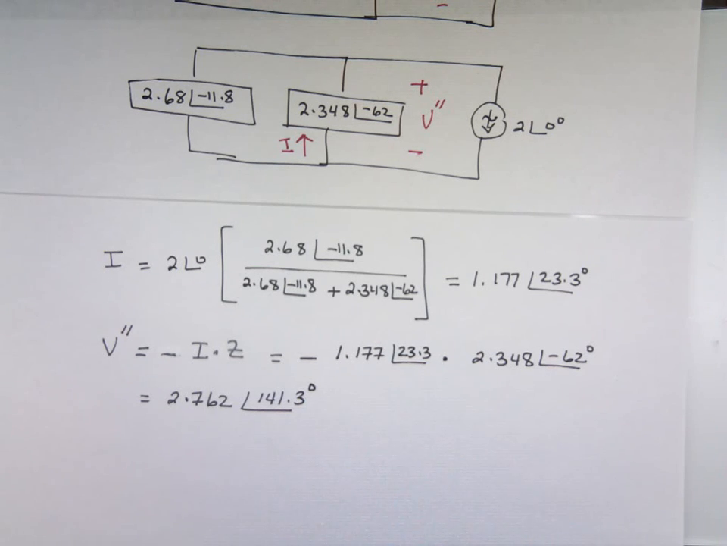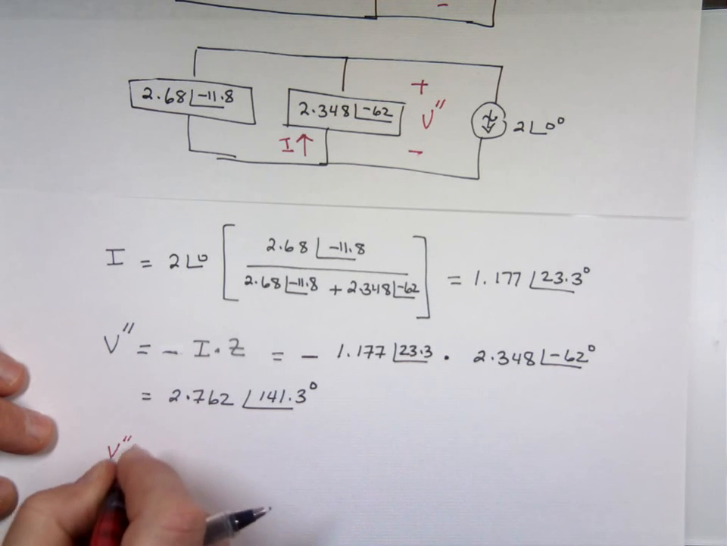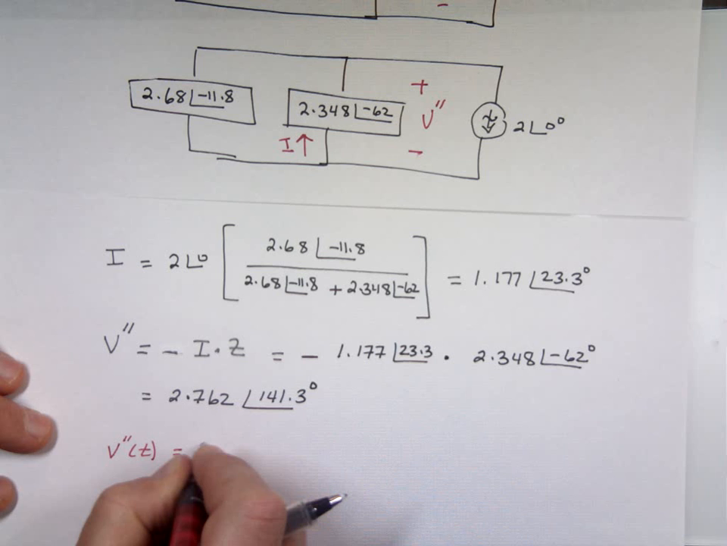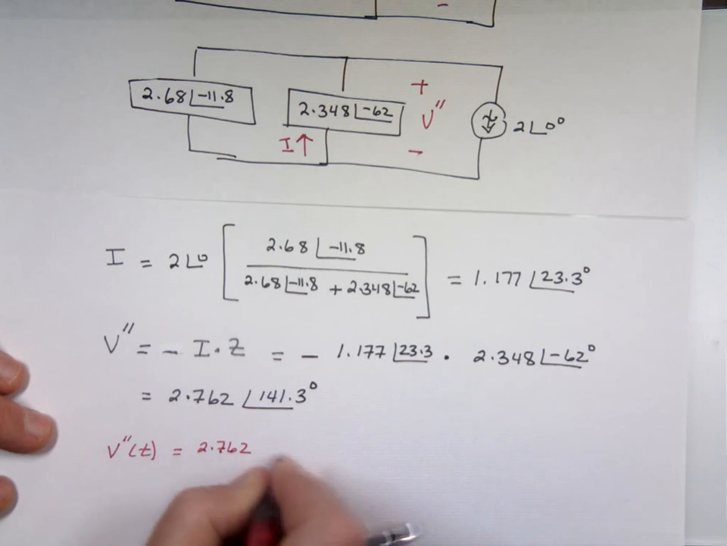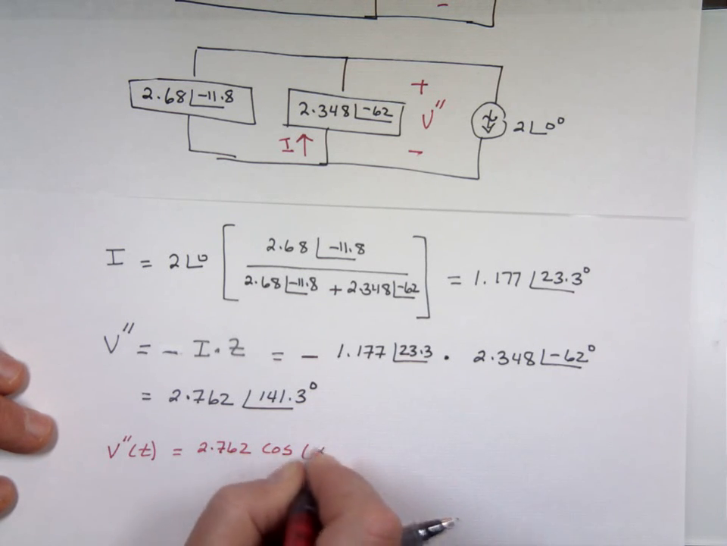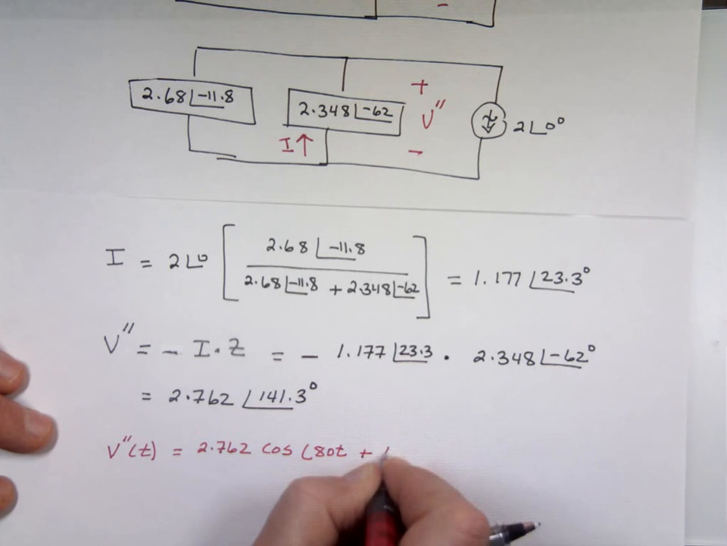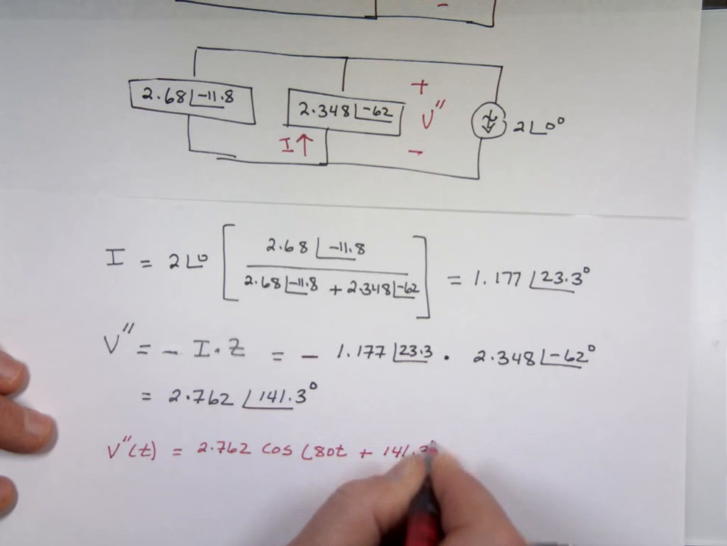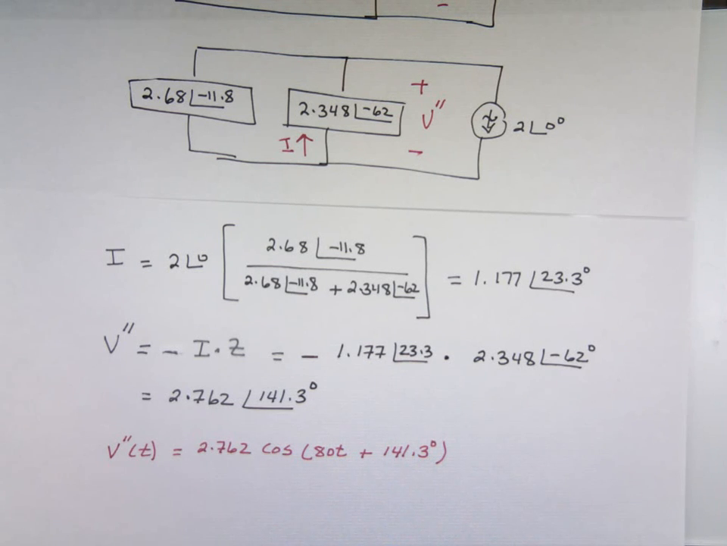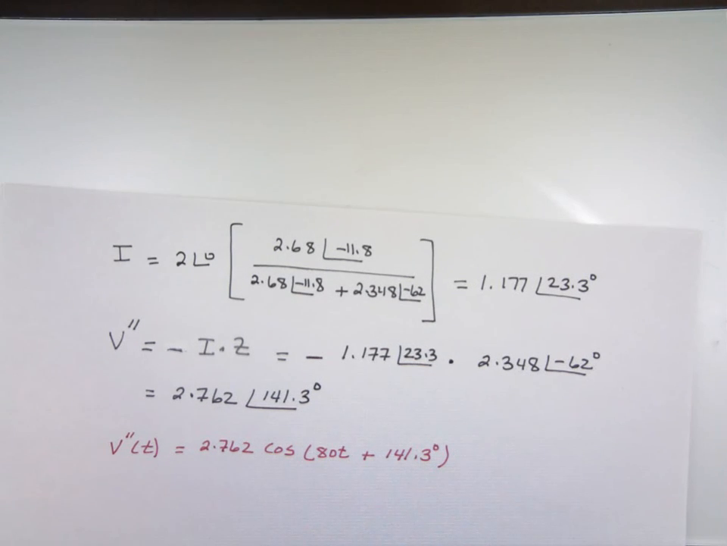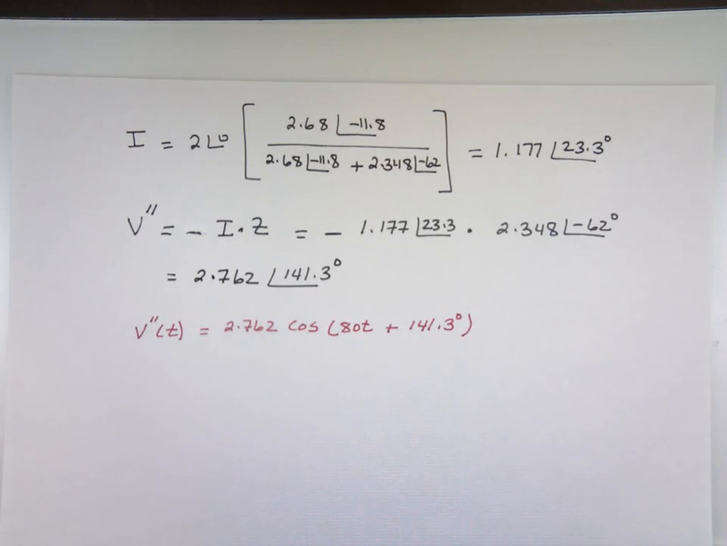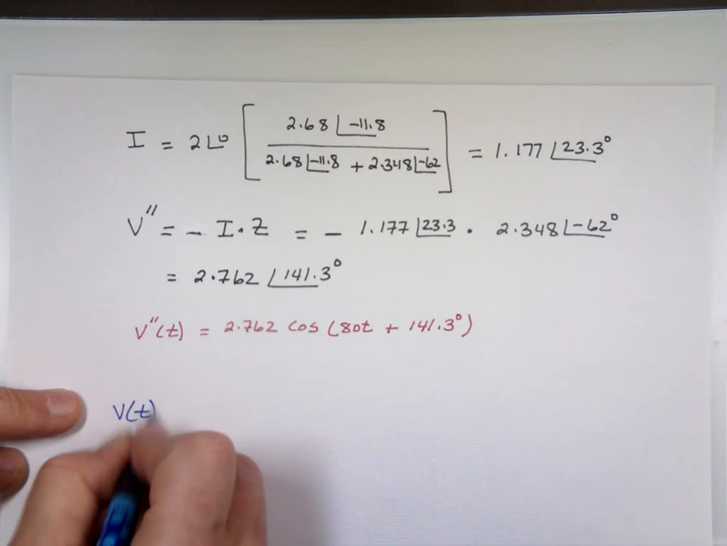So now what is V double prime as a function of time? It's going to be 2.762 cosine(80t + 141.3 degrees). So we found V due to source 1, and we know V due to source 2. If I put them together, what is V as a function of time? It's the sum of the two sources.